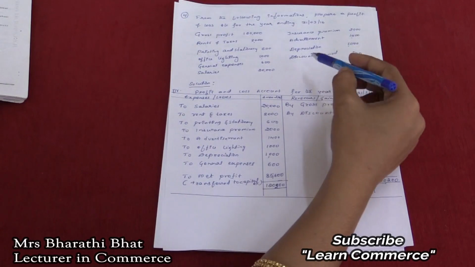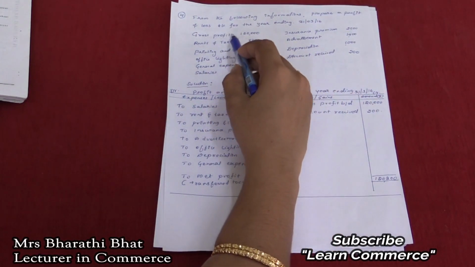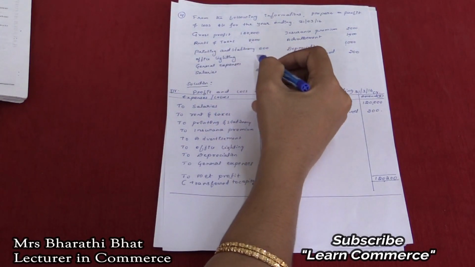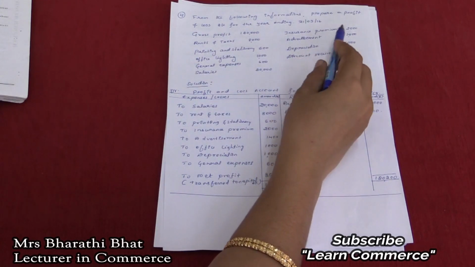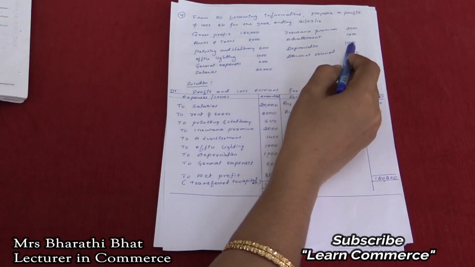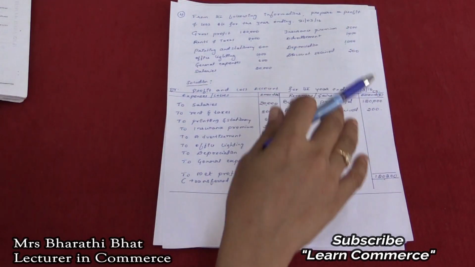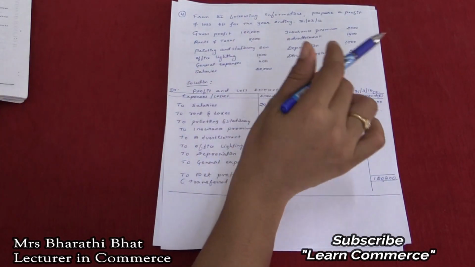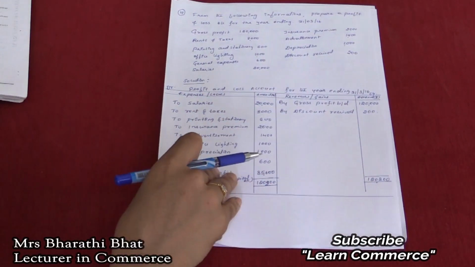All the required information is given: gross profit, rent and taxes, printing and stationery, office lighting, general expenses, salaries, insurance premium, advertisement, depreciation, discount received 200. So let's see how we can solve this particular illustration. We can solve it in this way.